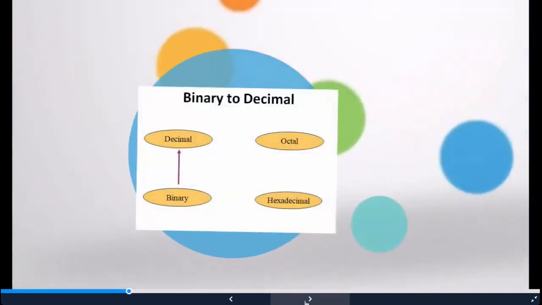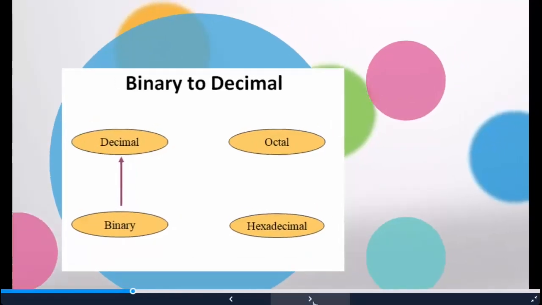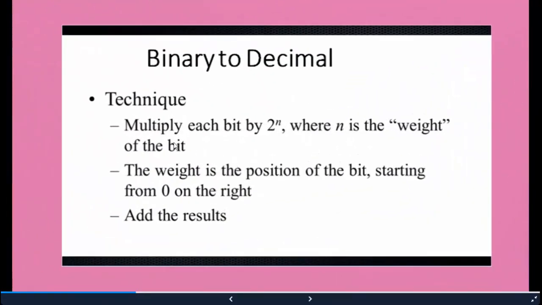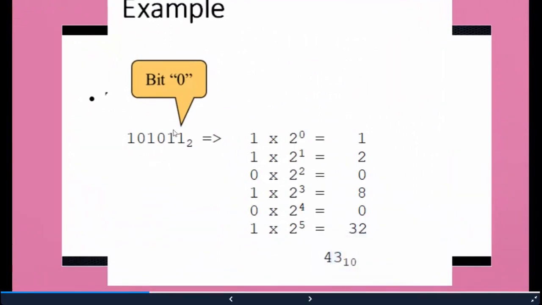Let's now have the binary to decimal conversion. The technique is you multiply each bit by 2 raised to the power of n, where n is the weight of the bit. The weight is the position of the bit starting from 0 on the right, like what we saw earlier in the example, and then add the results. So let's have an example here, like what we had earlier in the decimal. Now this is the binary.